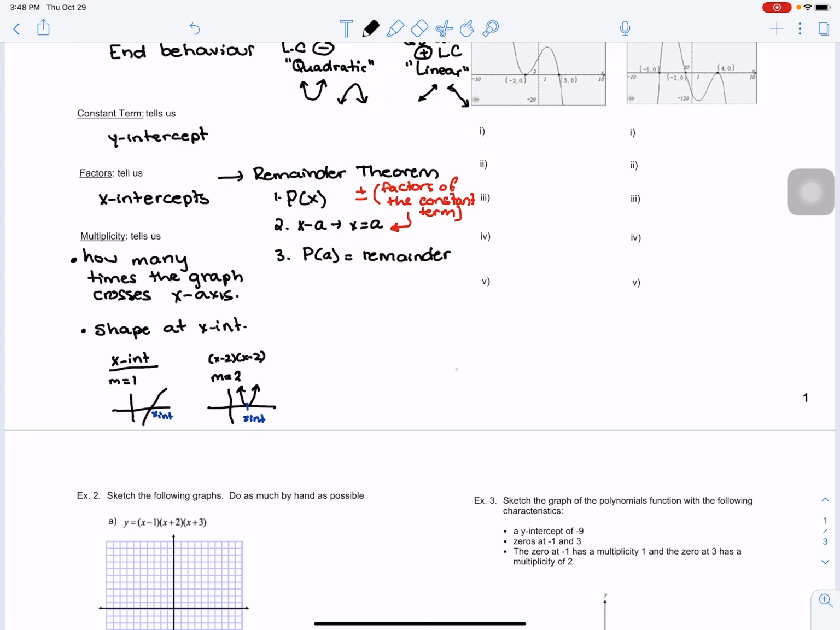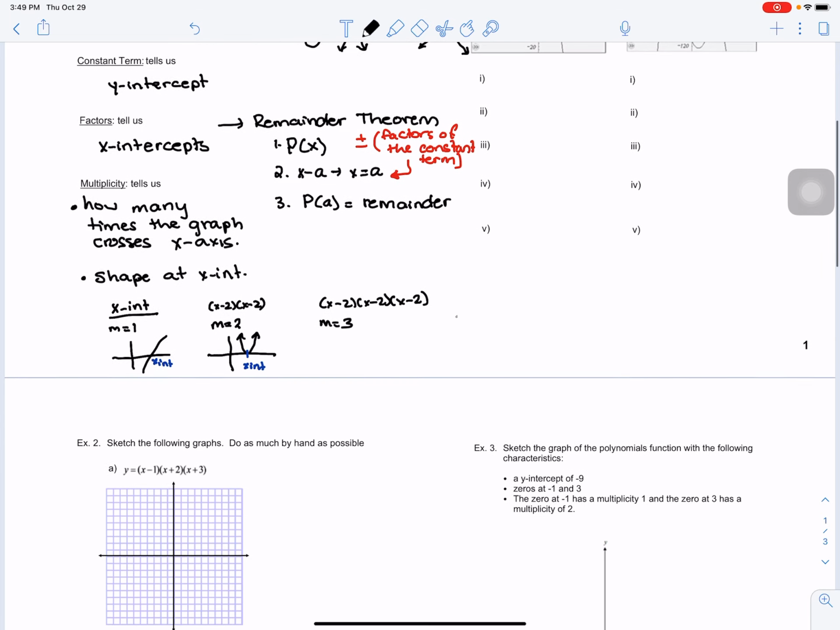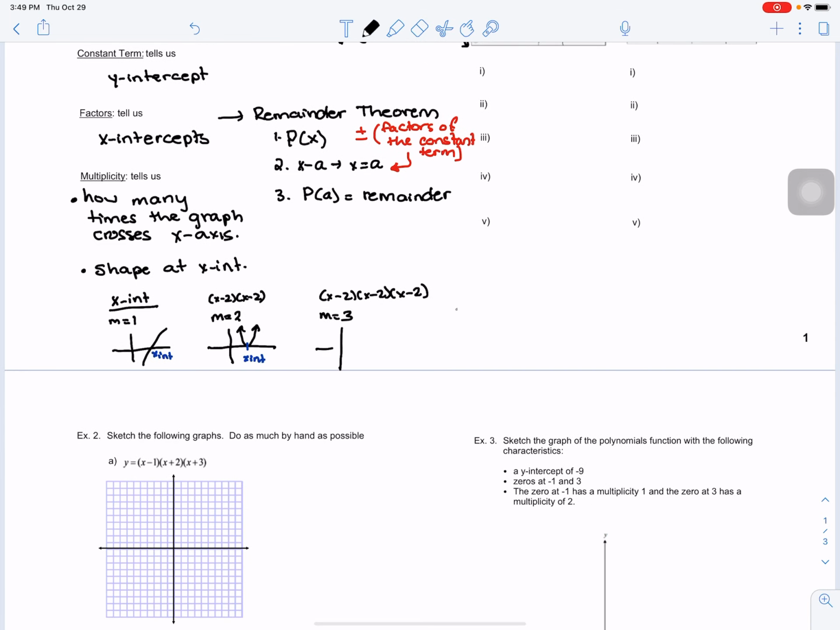And then if my graph has a multiplicity of 3, which means you get a factor that's repeated 3 times, like a bracket with x minus 2 written 3 times, it goes through the axes, but it does it in a slide format. So it's sliding through the x-axis. So I call this a slide. This one is called a touch. And this one is called a cross.